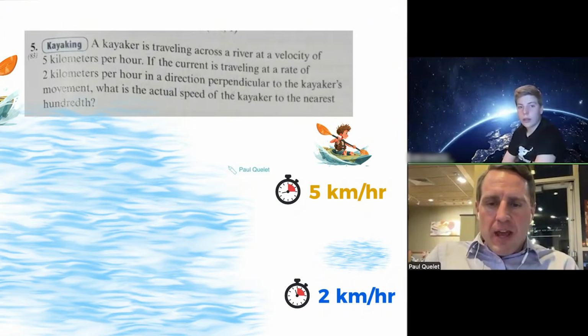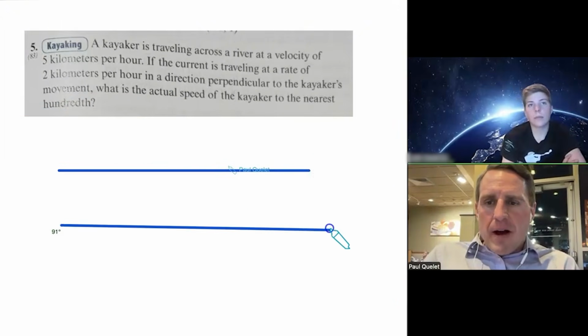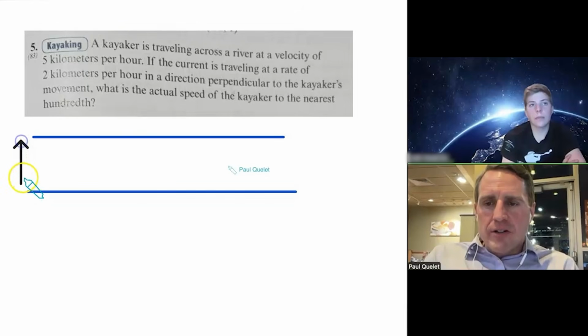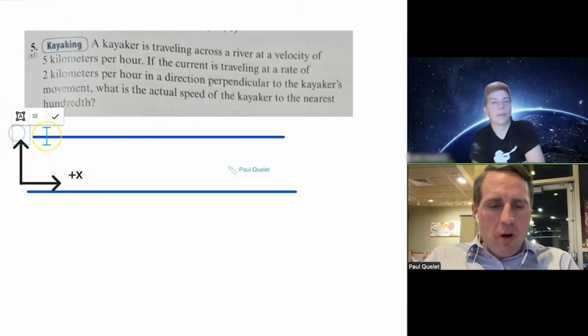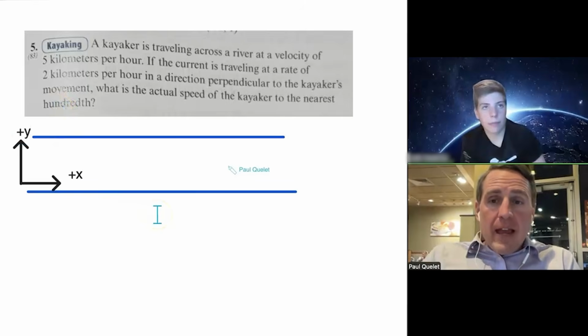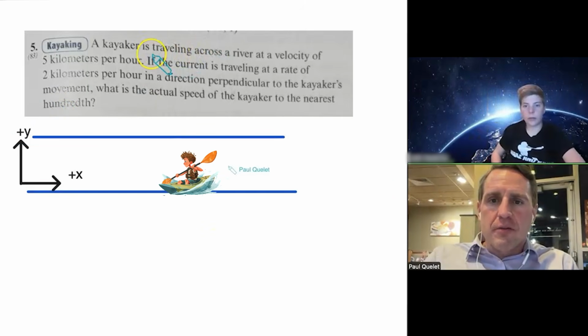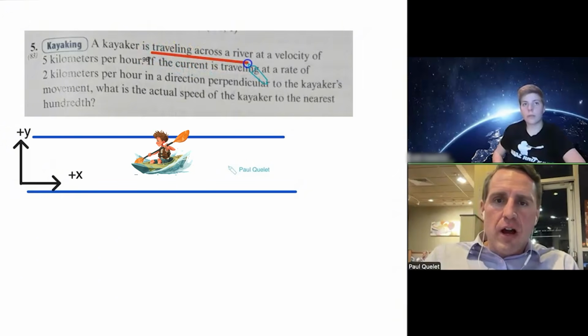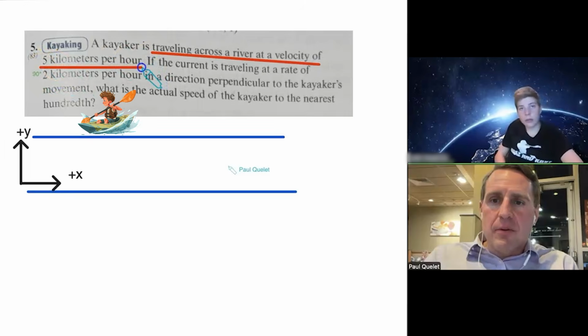So let's imagine we have this river here. So this is the bounds of the river. Always a good idea whenever possible to have the x and the y directions labeled. That way we can have common language. So x would be to the right, and then upward would be what? Y. And we're told that the kayaker is trying to cross the river. So traveling across the river at a velocity of 5 kilometers per hour.